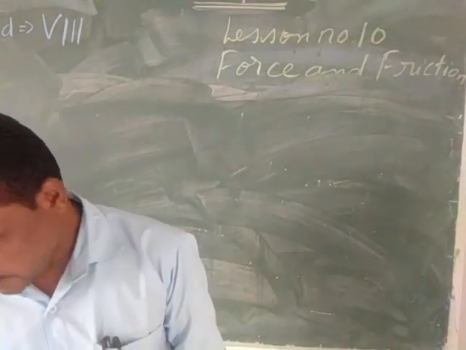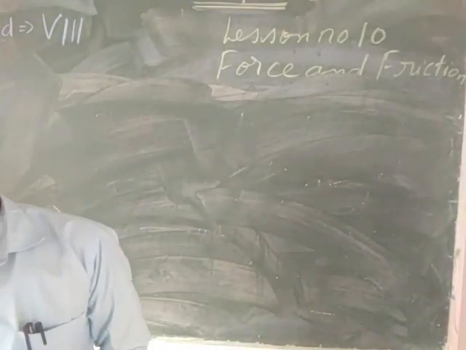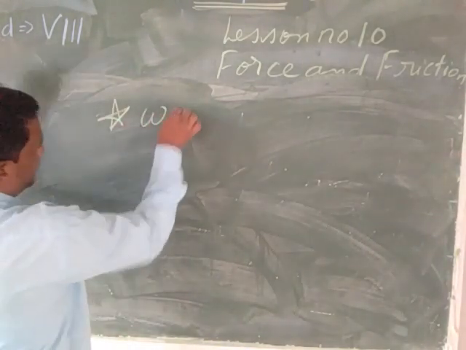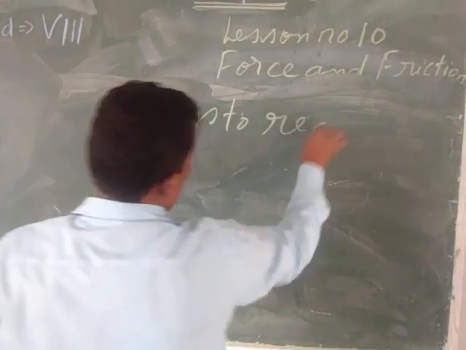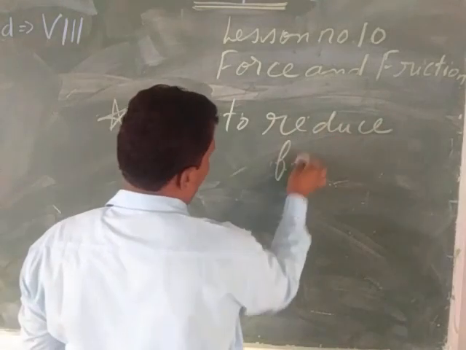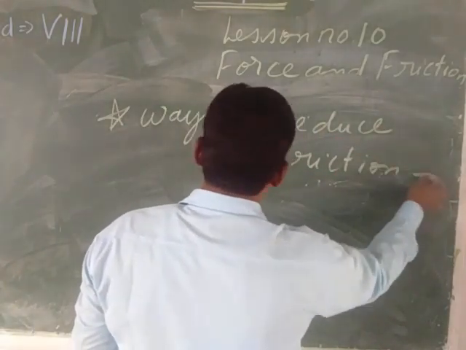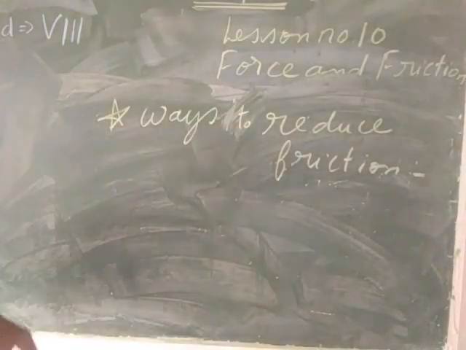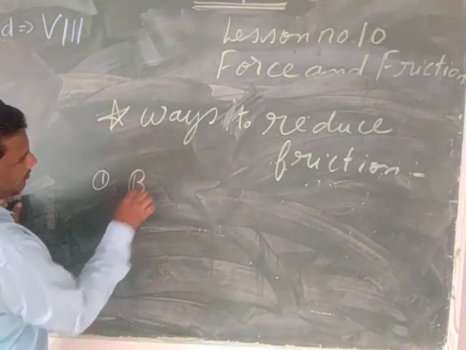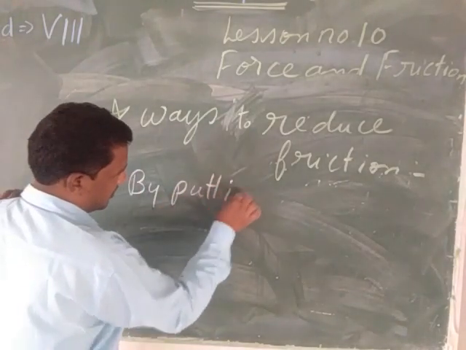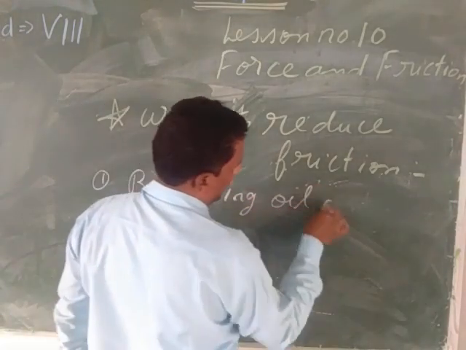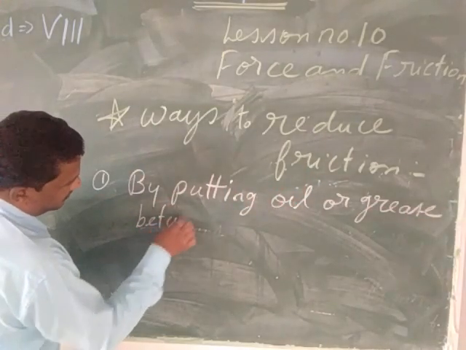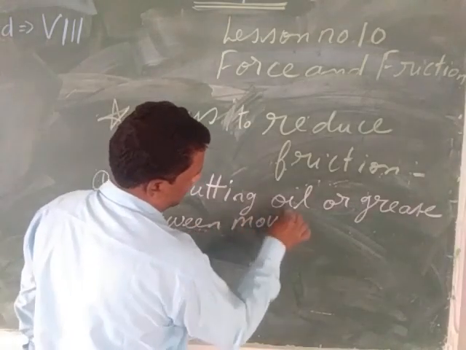Now, after this, my child, we will come to the topic of reducing friction, the ways to reduce friction, which means the various ways by which we can reduce friction. First one, by putting oil or grease between moving parts.